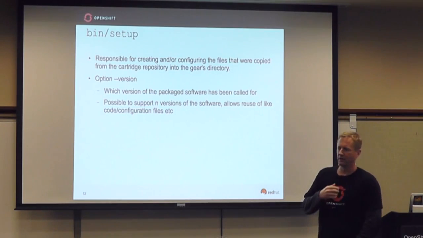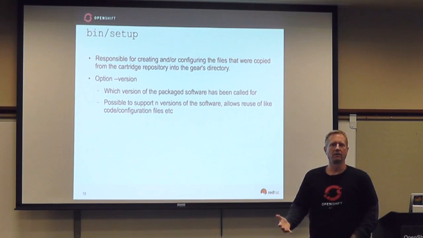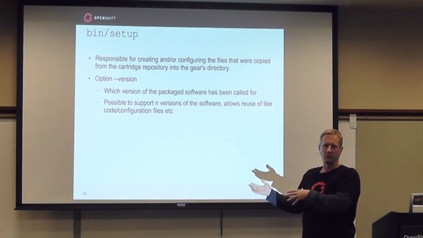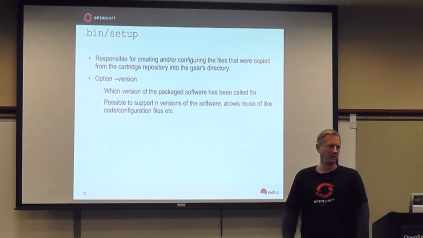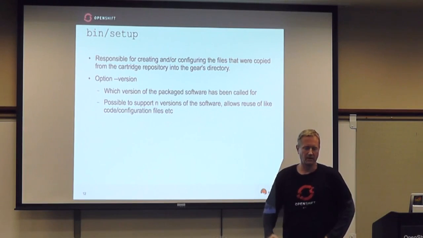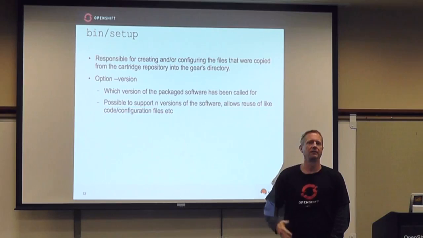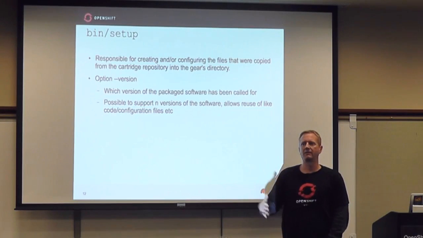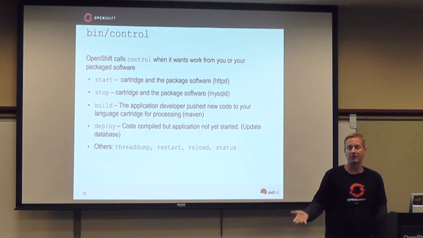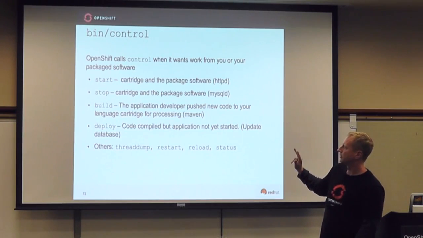The setup stuff is, once the files are put into there, what do you need to tweak? It's going to copy all your files from the cartridge into that local space. What do you need to tweak? Do I need to create links, create jars, create maybe cartridge-defined environment variables, pre-populate something in a data directory, whatever you want to do? There's not a lot to do, but this is the setup stuff before the application actually comes up. And then this is the API for control: start, stop, build, and deploy.